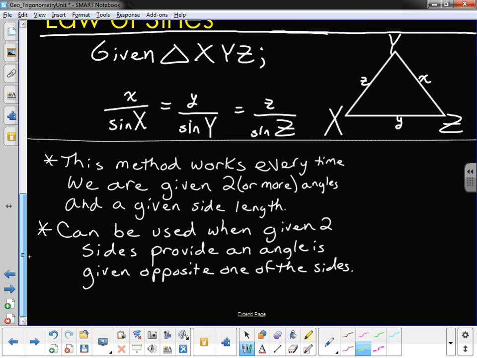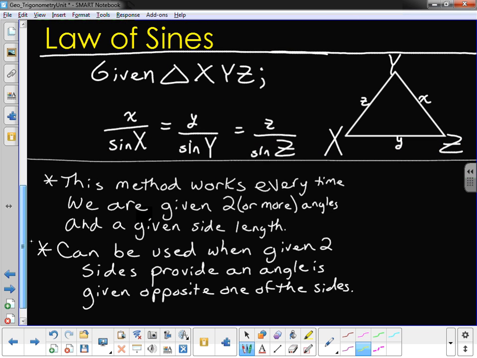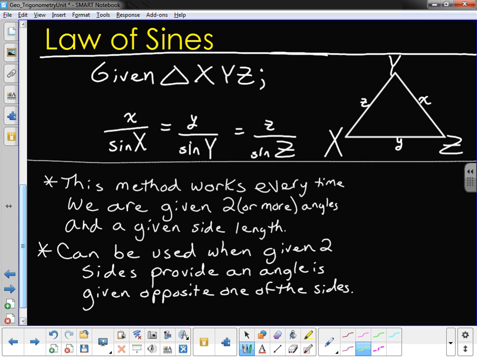So let's talk about the law of sines. The law of sines says, given a triangle such as XYZ, with x, y, and z being the measures of the sides opposite the angles, angle X, angle Y, and angle Z, respectively, then x over the sine of angle X would have to equal y over the sine of angle Y, would have to equal z over the sine of angle Z.